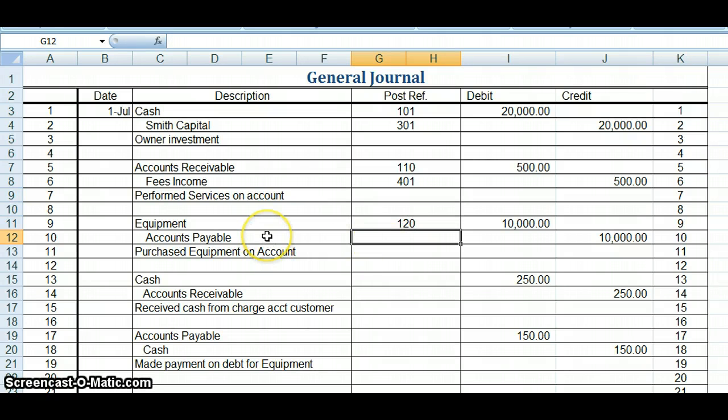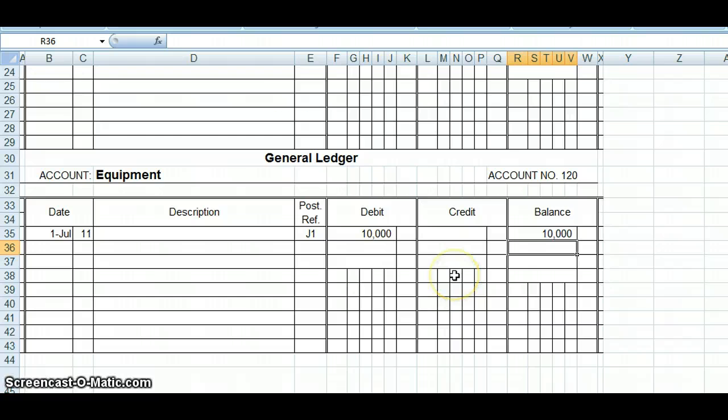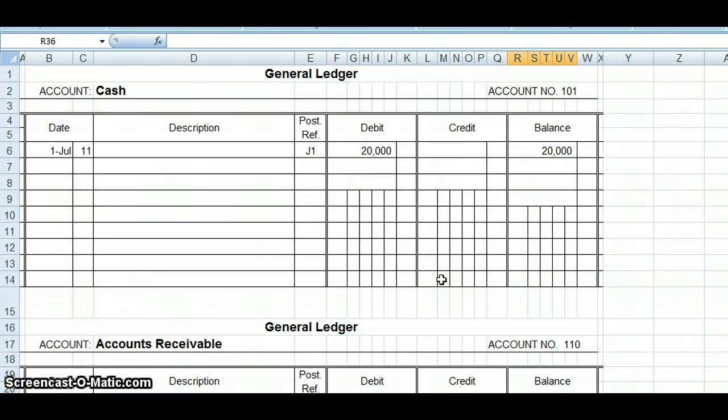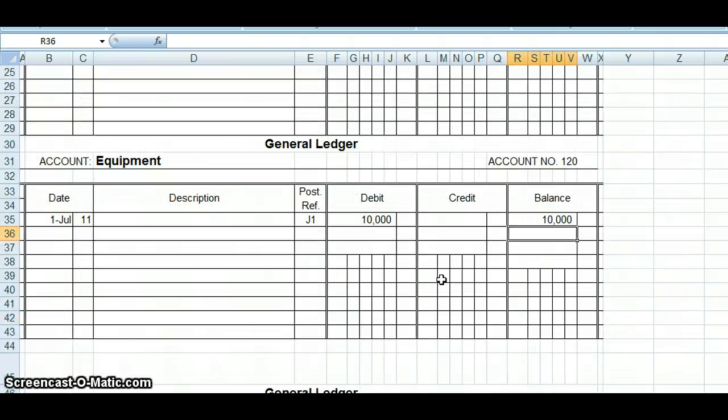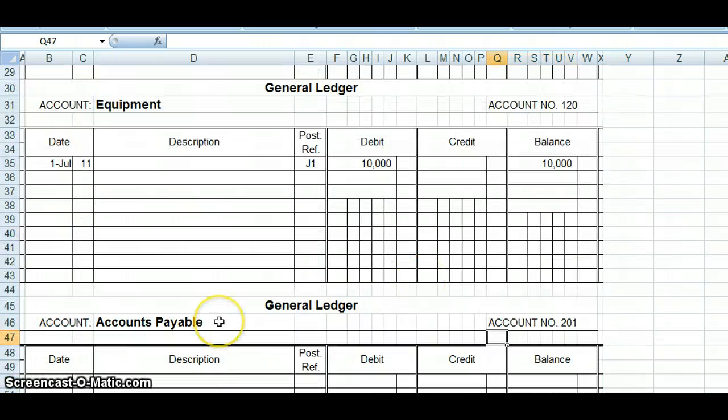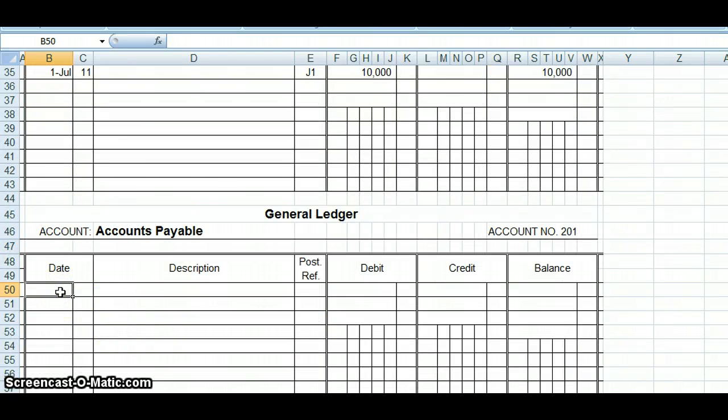And say we didn't pay for it with cash. We used accounts payable. So we're going to find accounts payable in the ledger. And I'll scroll down. Oh, where did my accounts payable go? It seems to be missing. Hold on one second. There's accounts payable. We are able to find it. Let me put in the date of July 1st, 2011. No description. Posting reference is going to be J1. And it was a credit on the journal, so we're going to credit it here, which should make sense to you because accounts payable has a normal credit balance, and our balance over here will be $10,000.